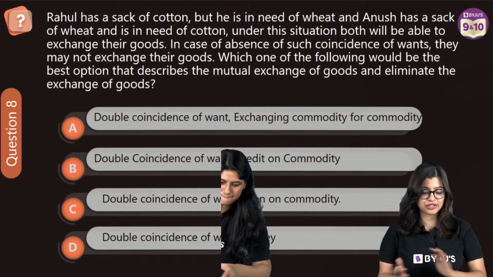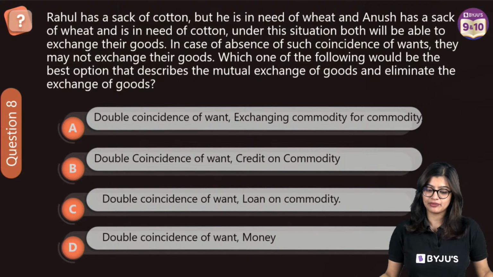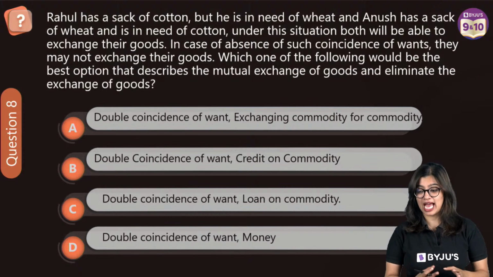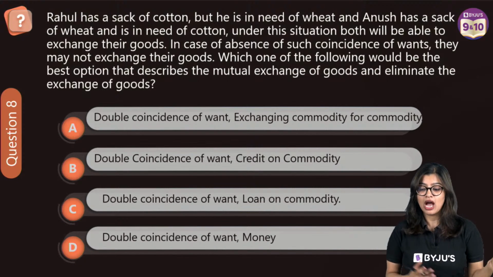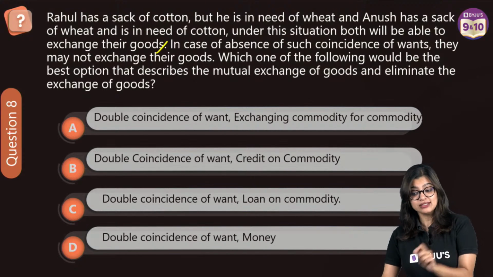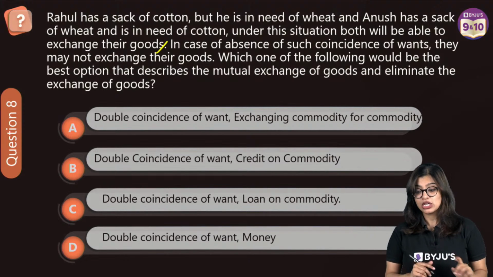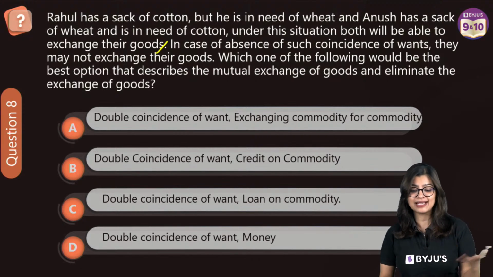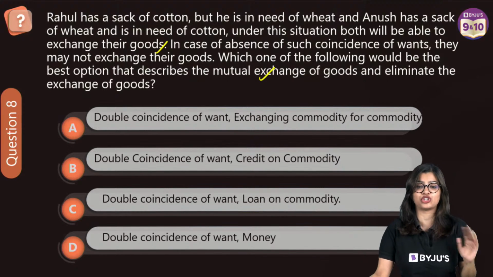Okay, so the next question that we have here is based on the chapter Money and Credit. Rahul has a sack of cotton, but he is in need of wheat. And Anush has a sack of wheat and is in need of cotton. Under this situation, both will be able to exchange their goods. In the case of absence of such coincidence of wants, they may not be able to exchange their goods. So which among the following would be the best option that would describe the mutual exchange of goods and eliminate the exchange?